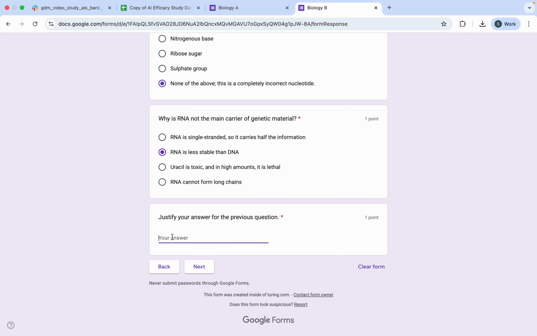Next is: justify your answer for the previous question. Since RNA is single stranded, it is chemically unstable than DNA.